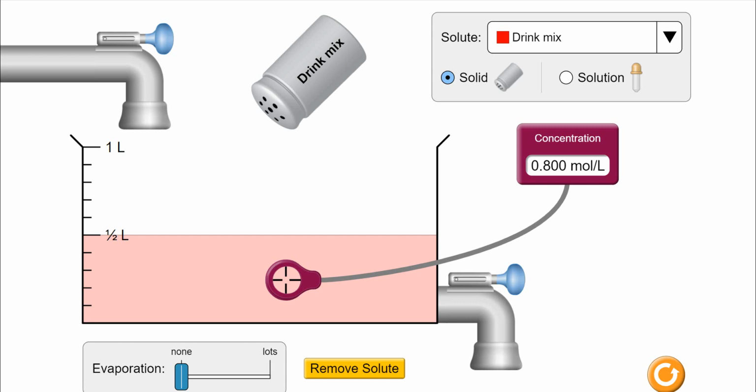Let's say I would need a 1 molar solution, 1 mole per liter. So what I'm going to do here is I notice, oh, I'm not high enough here. I'm going to steadily increase my drink mix, my shaker here. I'm getting close, so I want to add it a little bit slower. And then let's say I shake it a little bit too hard. Whoops. Oh no, it's now a little bit over.